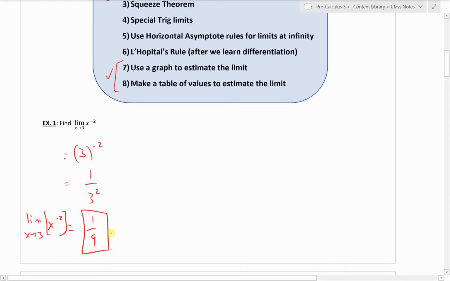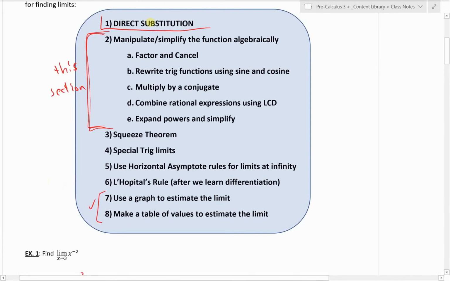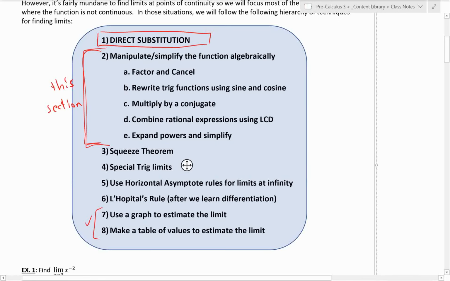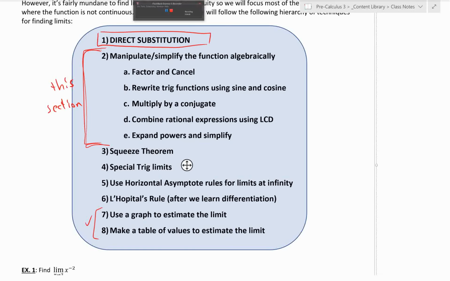Okay, so if we're lucky, it'll be this simple. For continuous functions, it'll be real easy for us to find the limits by direct substitution. Our first instinct is always to use direct substitution, always. As we go through all these other ones, direct substitution is not going to work most of the time, but we should always be checking direct substitution first. In the next video, we're going to start looking at all the different types of techniques that we can use to find limits when direct substitution does not work.